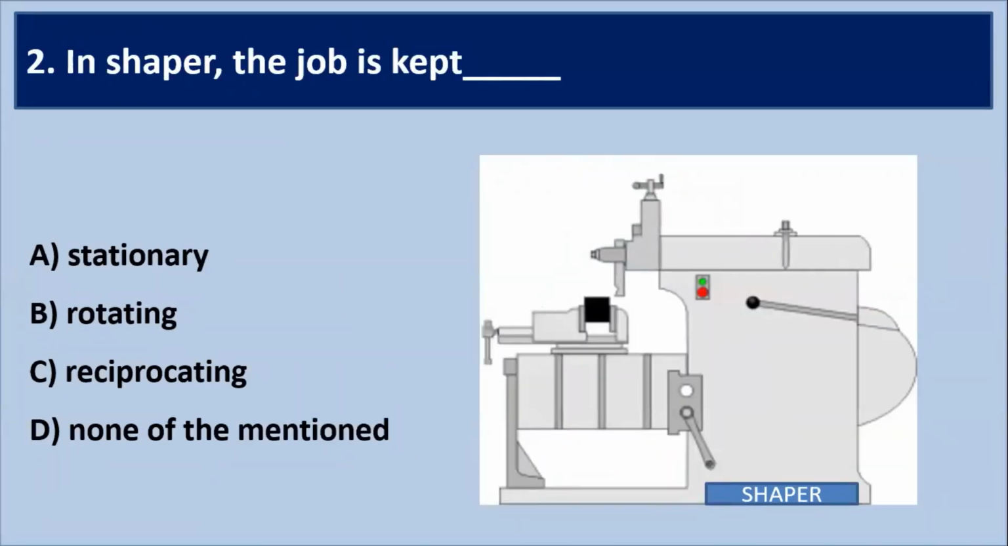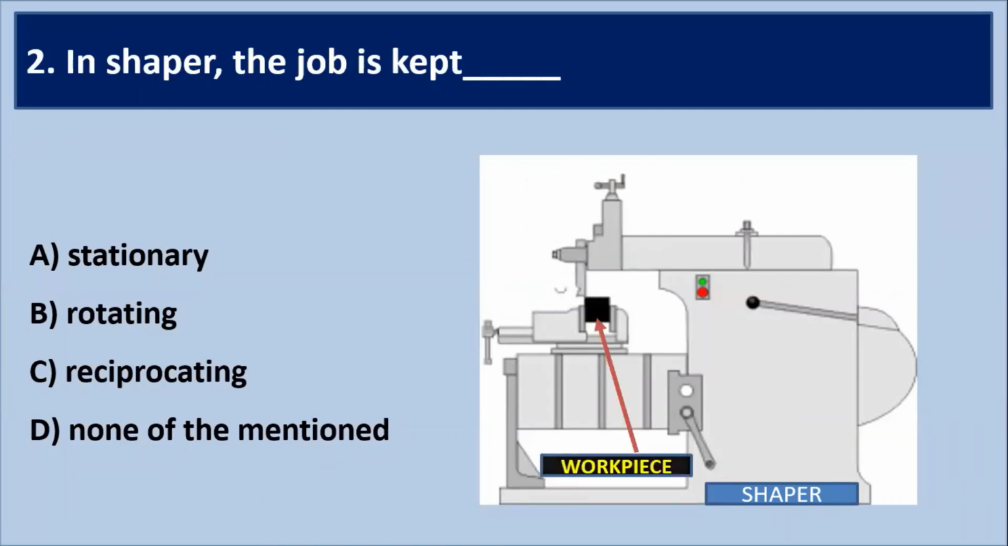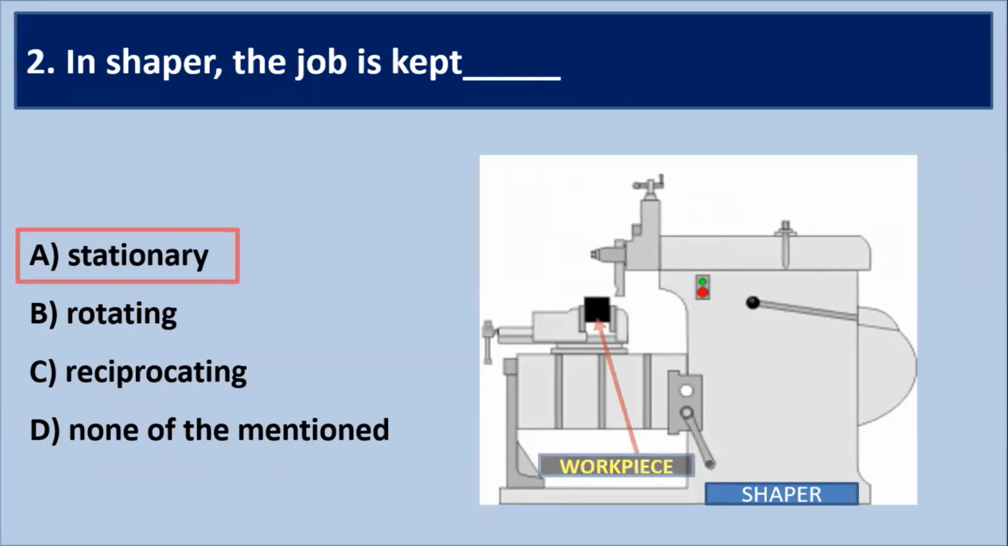Next question, in a shaper, the job is kept. Here also it's very simple, the job is stationary. Right? So your answer is A, stationary.